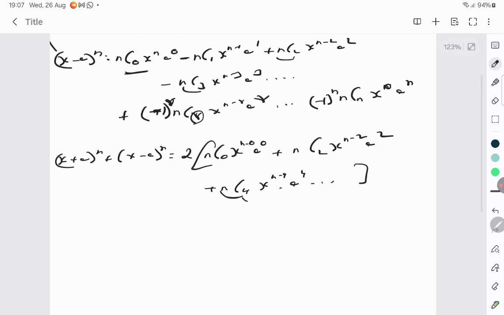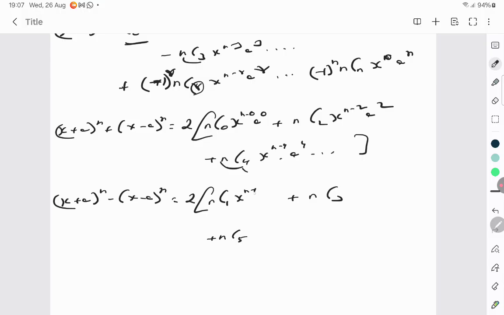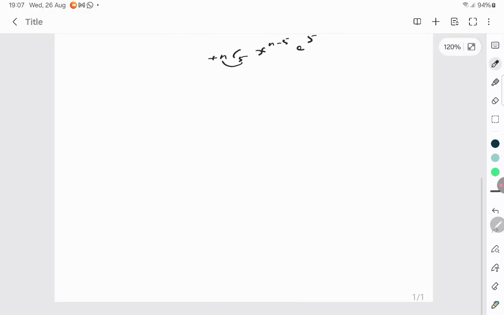So if you want to subtract (x + a)^n minus (x - a)^n, you know that it will be 2 times nC1, nC3, nC5 and all will remain: x^(n-1) a^1, x^(n-3) a^3, x^(n-5) a^5. You subtract this and write this power. Okay, so that's about it. That's in subtraction. I'm going to do some textbook sums.